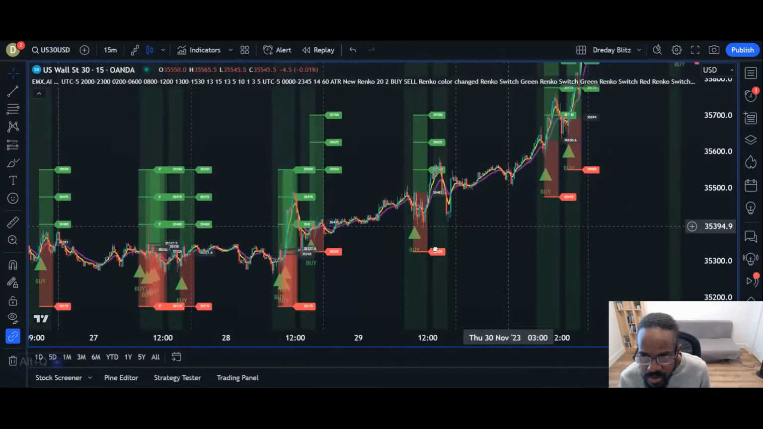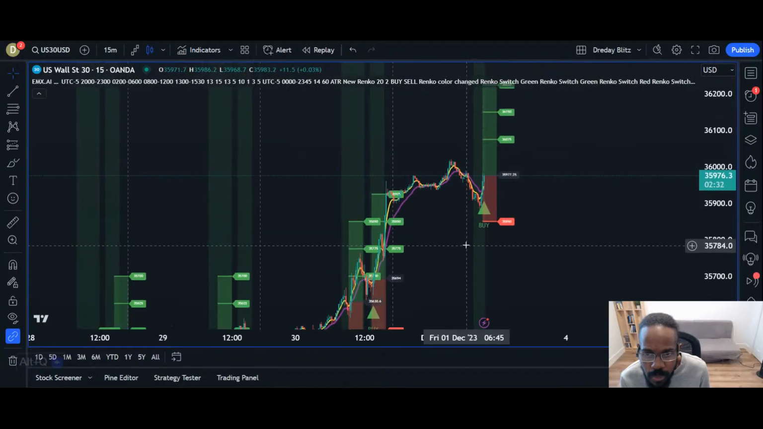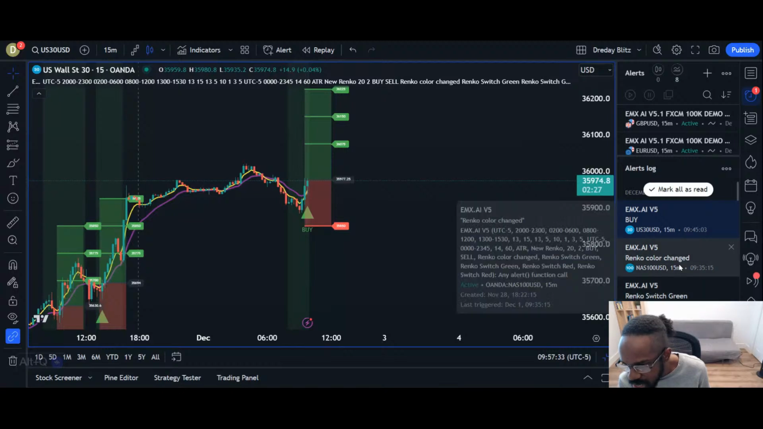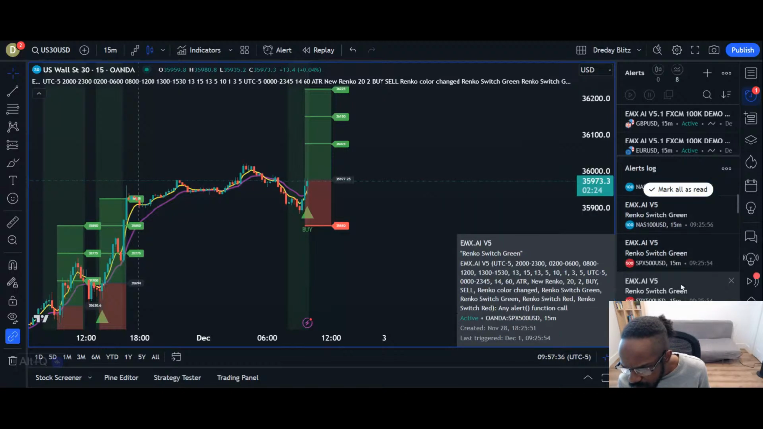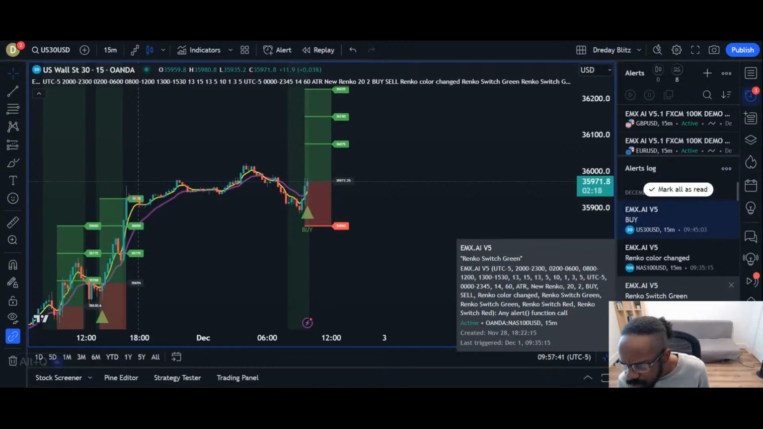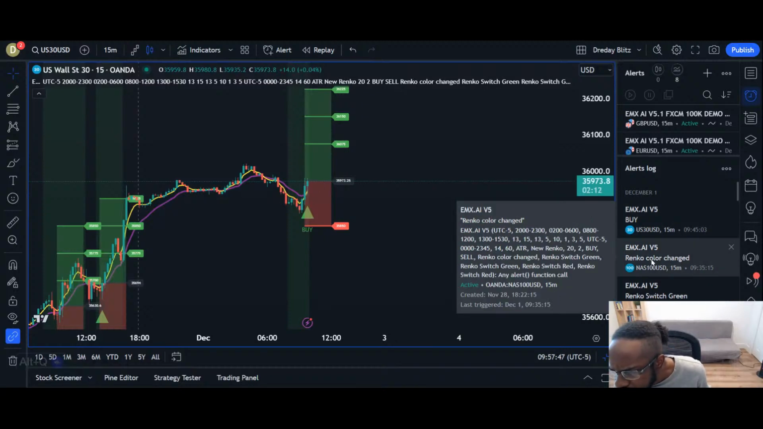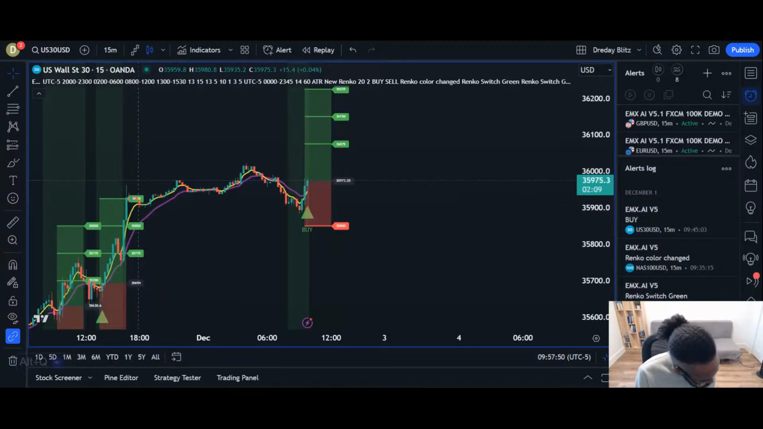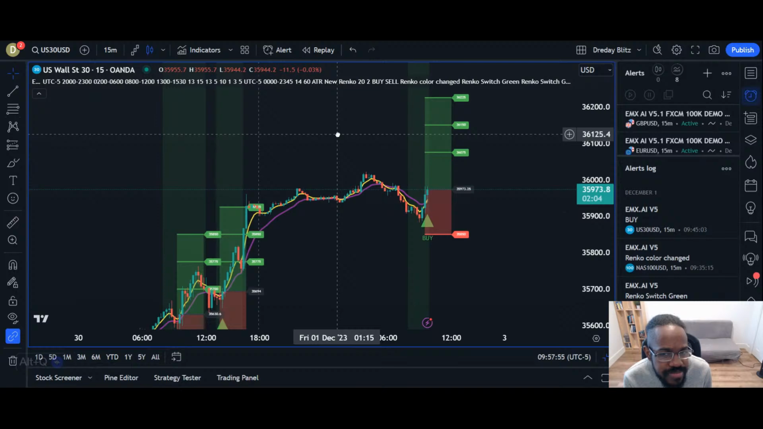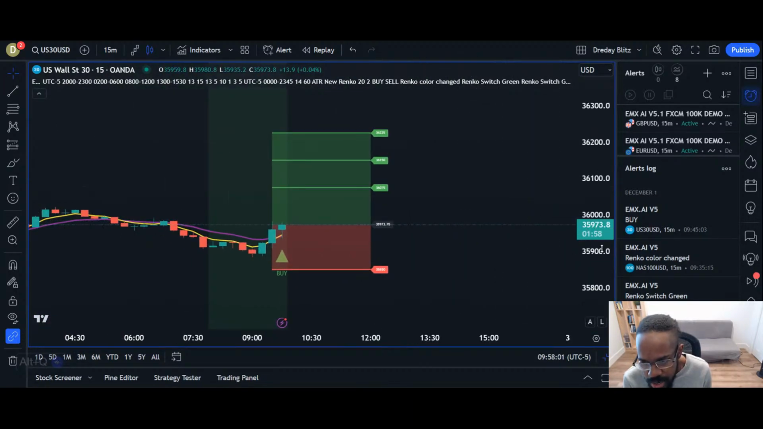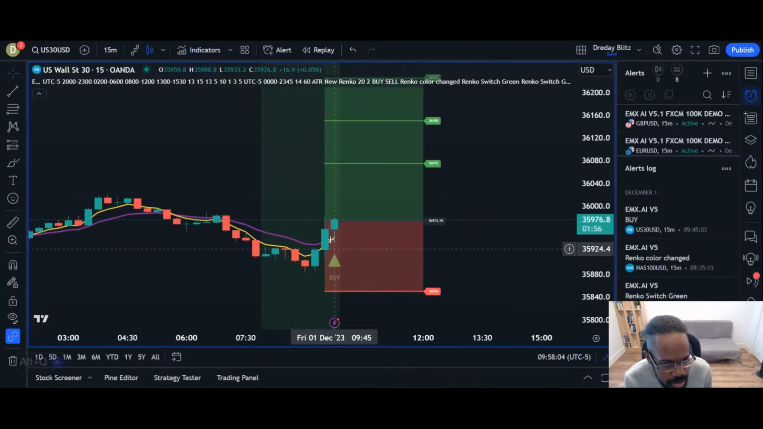Don't have any setup so far. Oh yeah, sorry, I thought we didn't have any setups, but we did have a buy US 30 at 9:45. I missed that one. So same principle here.